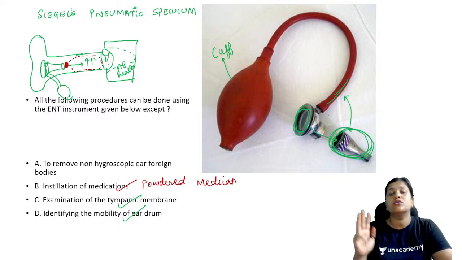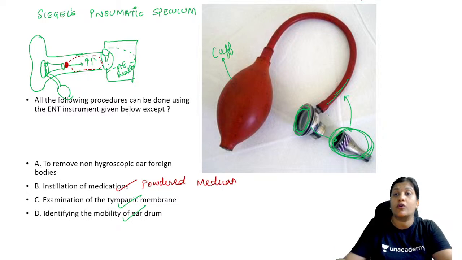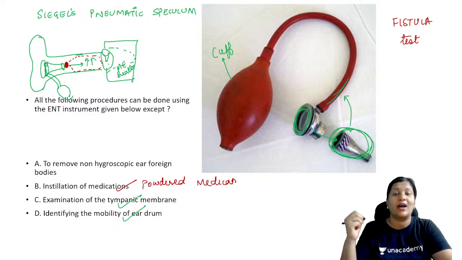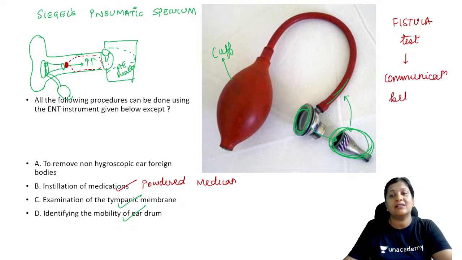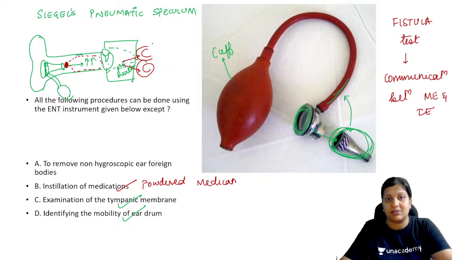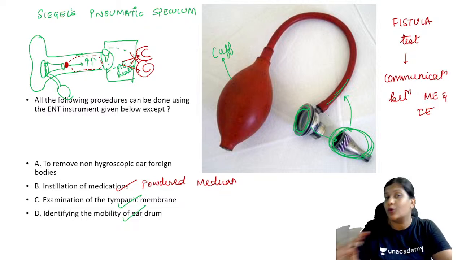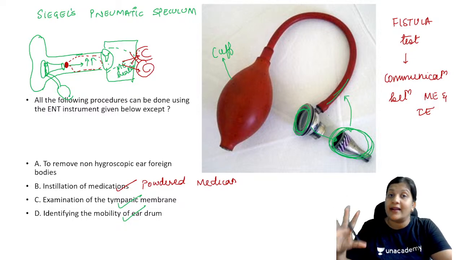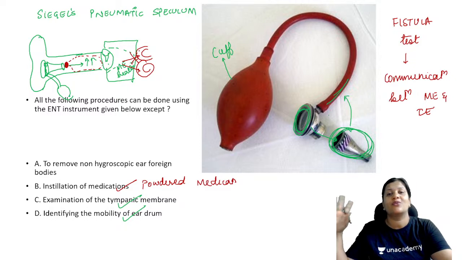The third use of this procedure is for doing a test called the fistula test. What is a fistula test? Basically, a fistula test is used to identify if there is any communication between the middle ear and the inner ear. Whenever there is a communication between the middle ear and inner ear, the pressure goes from the middle ear to the inner ear to cause vertigo and nystagmus. But if there is no communication, there will be no vertigo and nystagmus. So to identify whether there is a communication, we do this fistula test.